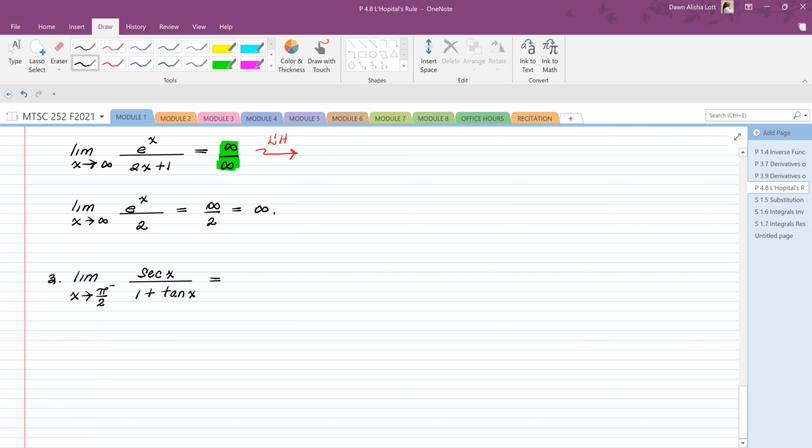Okay. The secant of pi over 2 is 1 over the cosine of pi over 2. And the cosine of pi over 2 is 0. So that's just infinity. And the tangent of pi over 2 is also infinity. Okay.